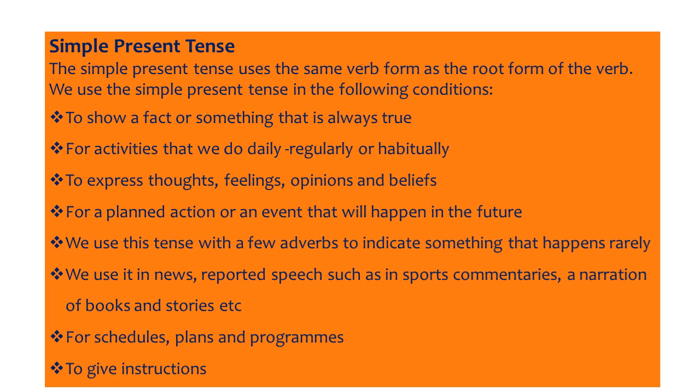We use this tense with a few adverbs to indicate something that happens rarely. Next, we use it in news, reported speech, such as in sports, a narration of books and stories, etc. For schedules, plans, and programs, to give instruction. Next, to express universal truth. For example, the earth moves round the sun. A magnet attracts iron. This is a universal truth. So these kinds of sentences should be in simple present tense.